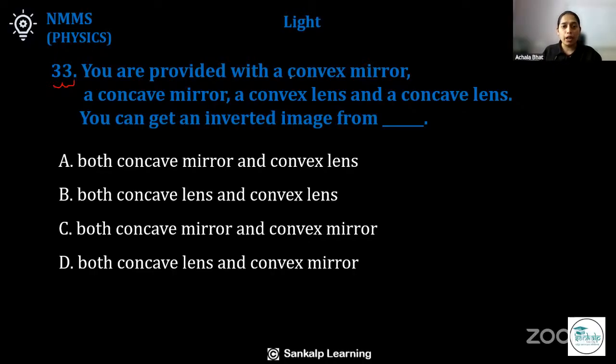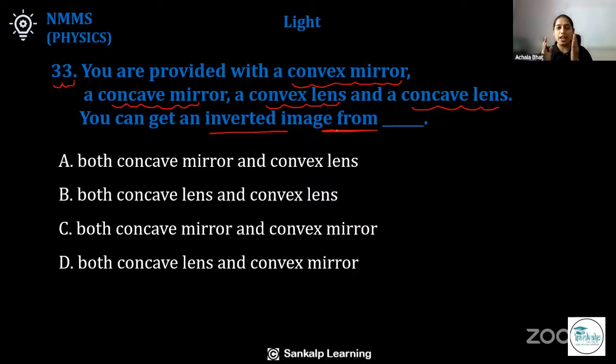You are provided with a convex mirror, a concave mirror, a convex lens and a concave lens. You can get an inverted image from, okay, inverted image means here real image. Real image means light rays have to converge. That is a real image.